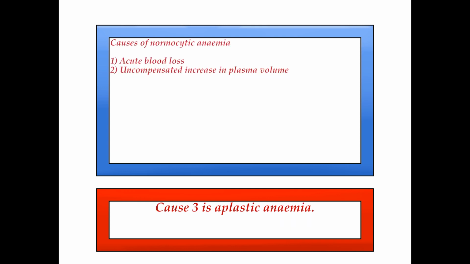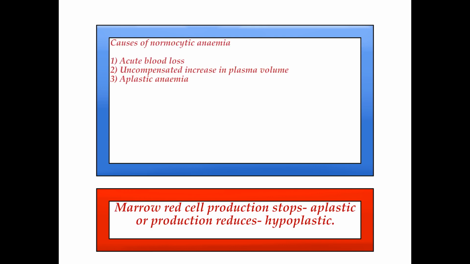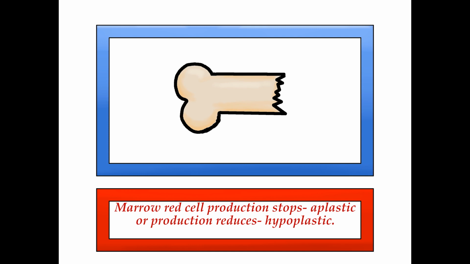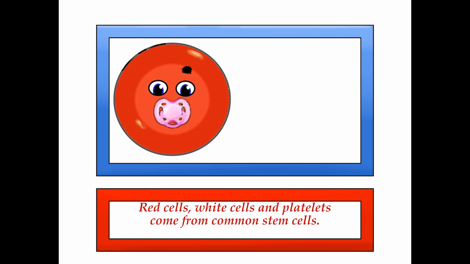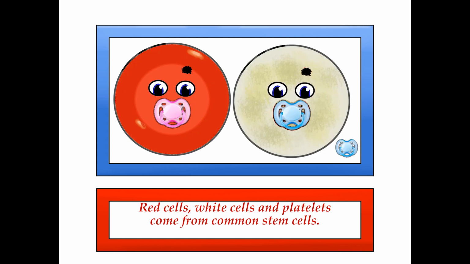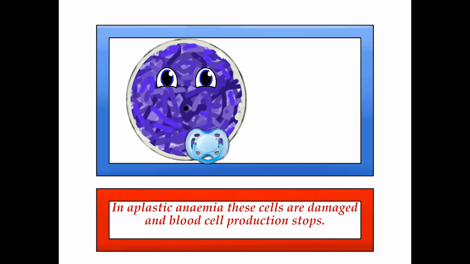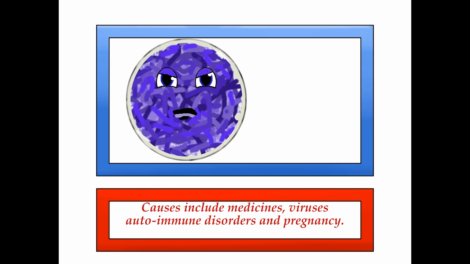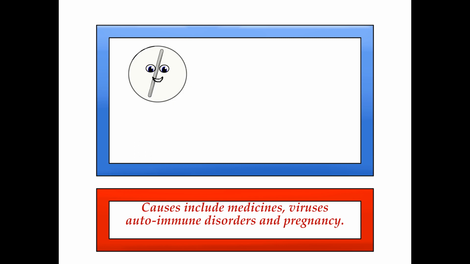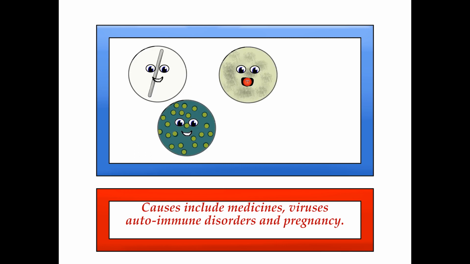Cause 3 is aplastic anemia. This is where the marrow essentially stops producing red cells, or reduces the production of red cells, and this is called hypoplastic anemia rather than aplastic anemia. So the immature red cells and white cells and platelets, which have common stem cells, are damaged and stop reproducing. Things that can cause this are drugs, particularly chemotherapy agents, viruses and autoimmune disorders. Pregnancy can cause an autoimmune response, or a number of other causes, and sometimes we just don't know, so this is idiopathic aplastic anemia.